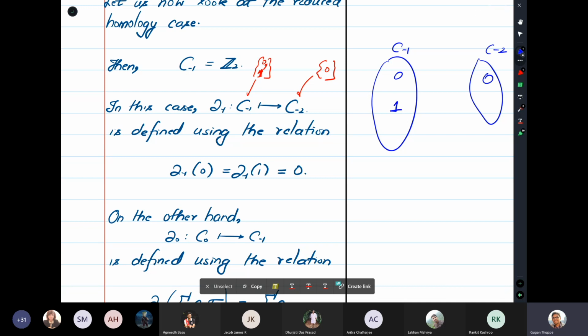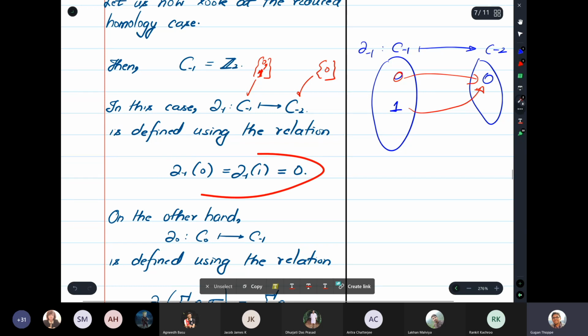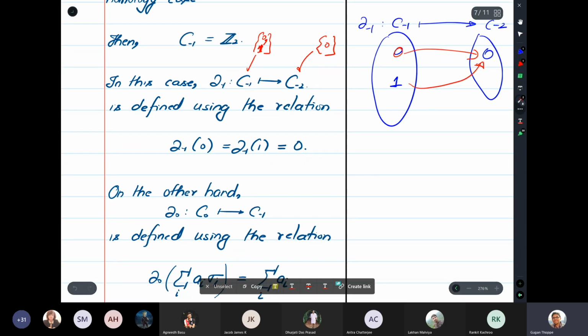Now we have to define this map ∂-1, which goes from C_{-1} to C_{-2}. Again, you can see that I am left with no choice, because the codomain has only one element. The only way I can define this map is to map 0 to 0 and 1 to 0 as well. So that's what I have done over here. And one can check that this definition is indeed a vector space homomorphism, so you can verify that. This is how ∂-1 is defined.